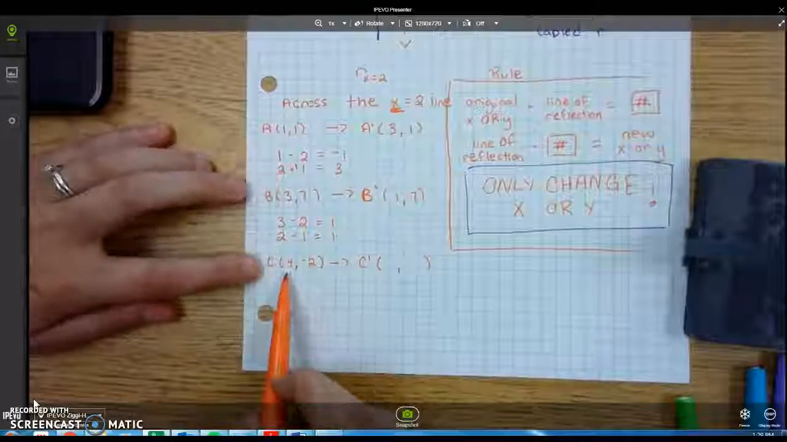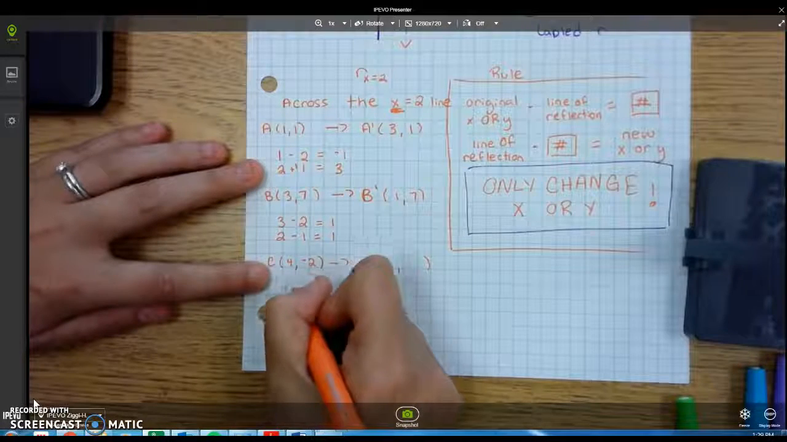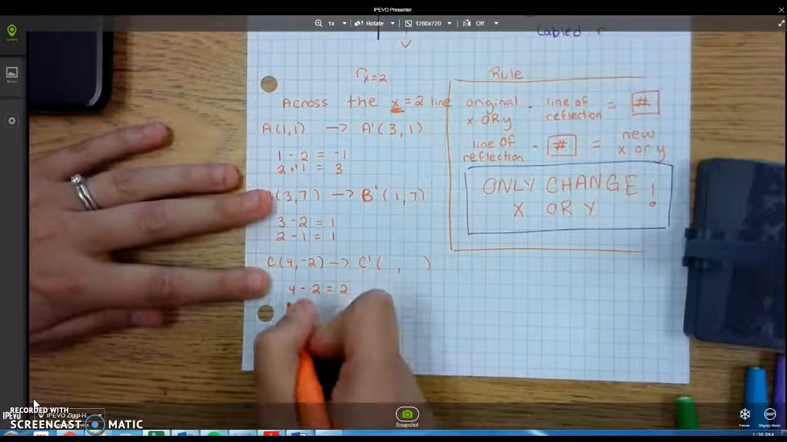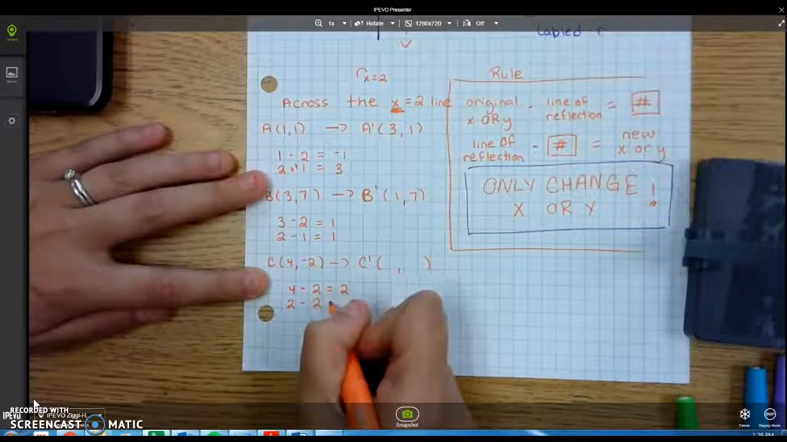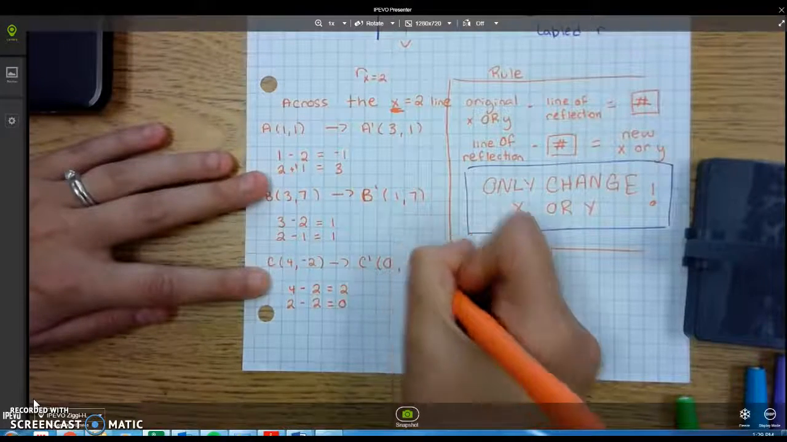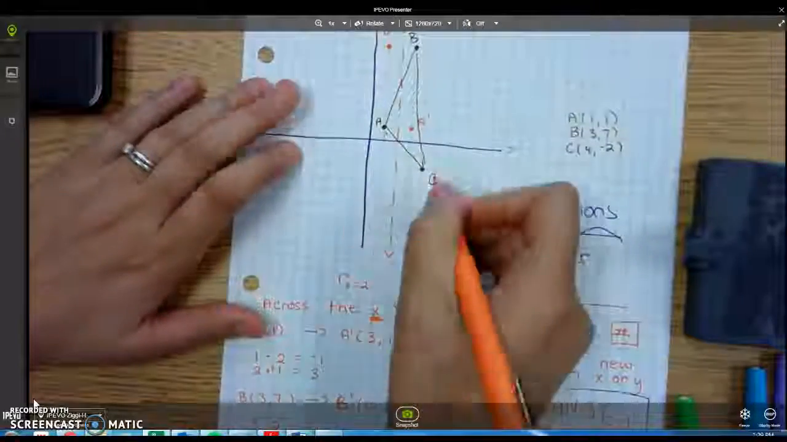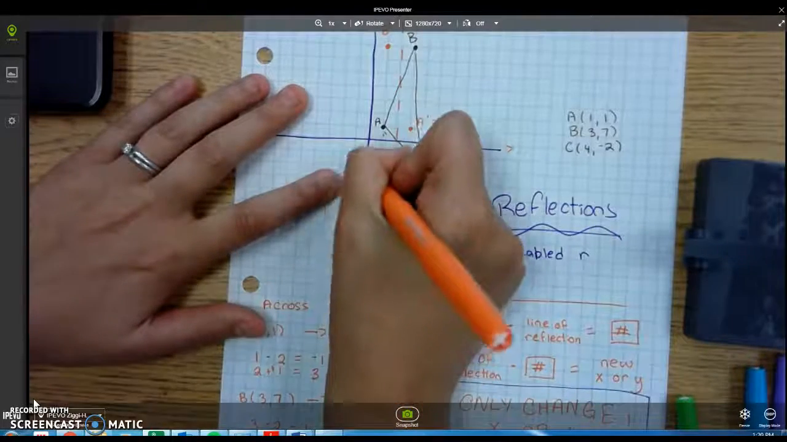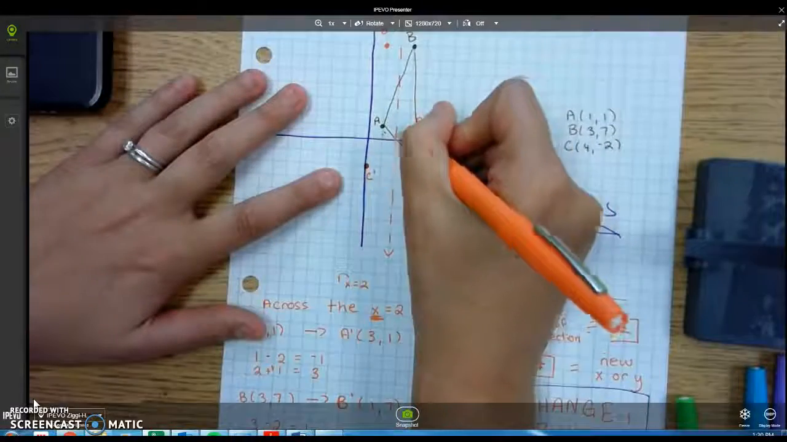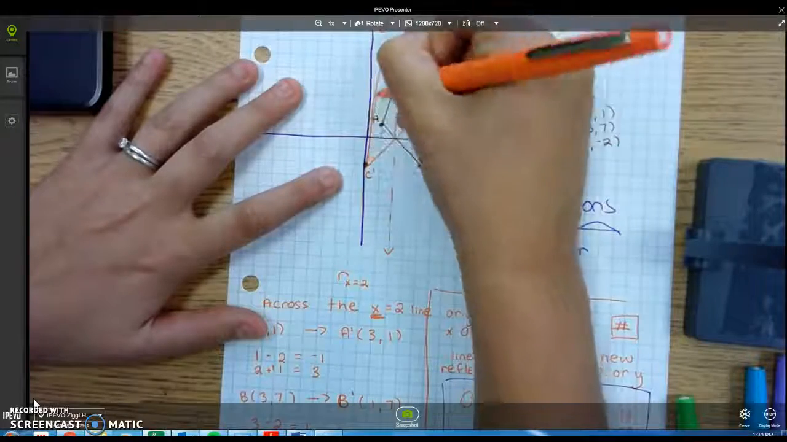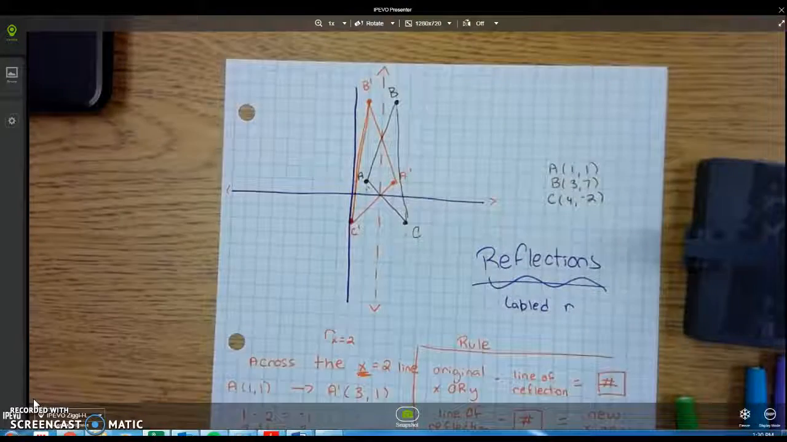Okay, I take my x value, 4, minus my line of reflection, equals 2. I take this new number, I subtract my line of reflection, I get 0. My new x value is 0, my y value stays the same. I still have 2, negative 2. There's C prime, but you can see that reflects over there. Right. That's a pretty cool looking shape.